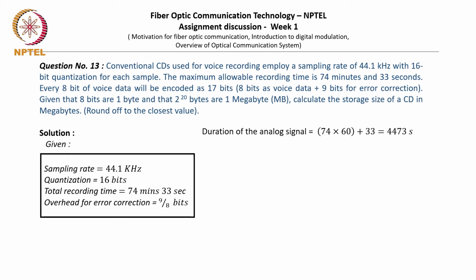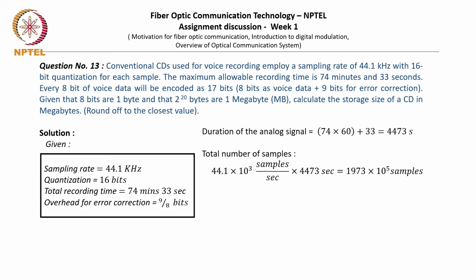To solve it, let us first look at the duration of the analog signal that we are quantizing and storing. So 74 minutes multiplied by 60 to convert into seconds, plus 33, is around 4,473 seconds. That is the total duration of the analog signal that we are intending to store. That also determines the total number of samples. We know that we have a 44.1 kilohertz sampling rate. So the sampling rate multiplied by the duration gives us the total number of samples, which is around 1973 into 10 to the power 5.